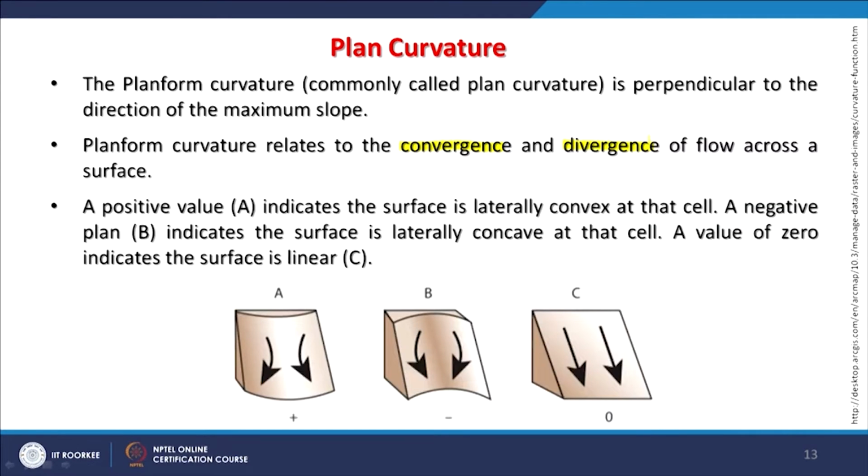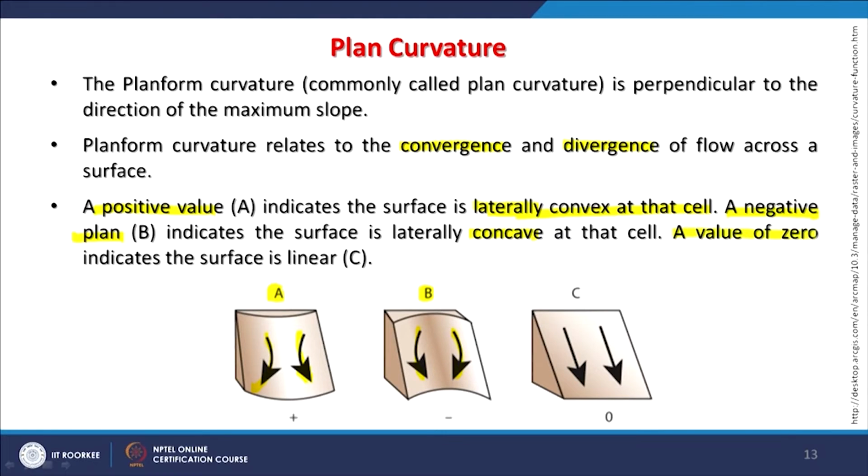So, when we have these values, positive values like A, a convex surface, the arrows indicate that the movement is laterally diverging at the cell, whereas in negative, like example B, which is concave, they are converging towards each other.